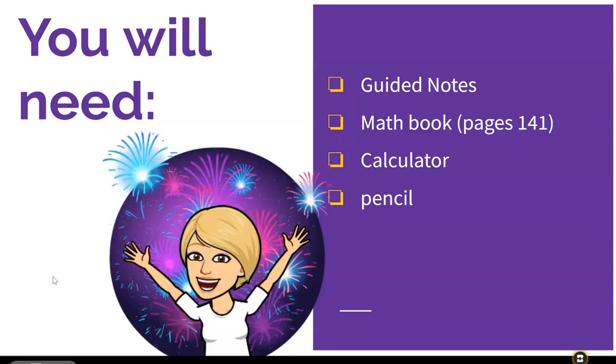For today's lesson, you're going to need to get your copy of your guided notes, so make sure the top of the page says 2.5. You're also going to need your math book on page 141. You'll need a calculator and a pencil. Please pause the video to get those things now.